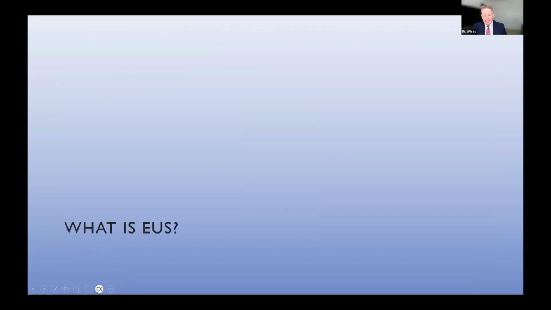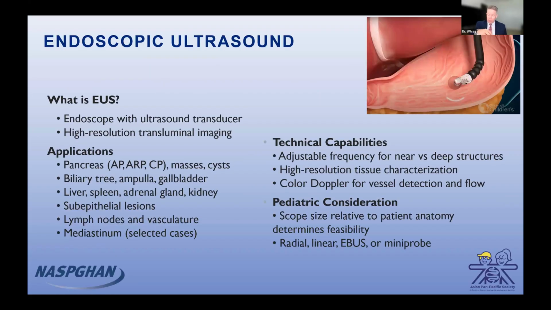So what is endoscopic ultrasound? It's an endoscope with an ultrasound transducer. As shown in the picture, a transducer on top of an endoscope provides high-resolution transluminal imaging. The applications, of course, are for pancreatitis, acute and chronic, as well as pancreatic masses and cysts. In the biliary tree, you can examine the ampulla of Vater along with the gallbladder.